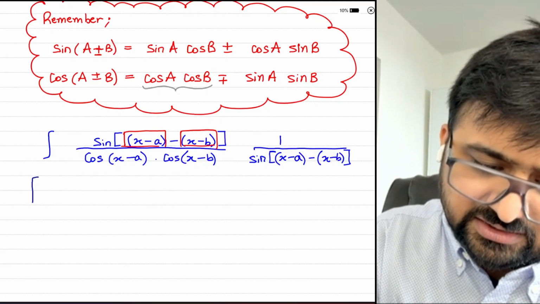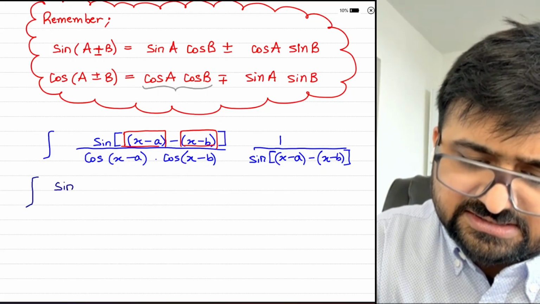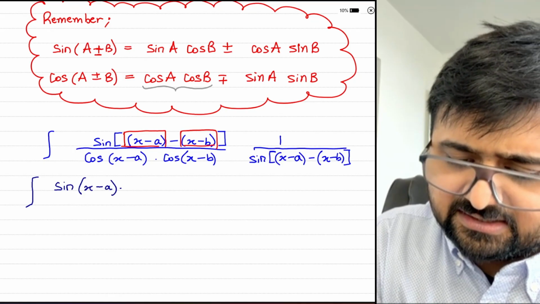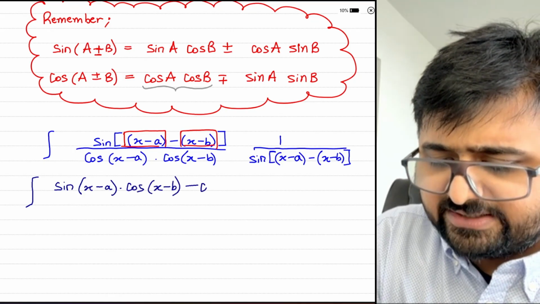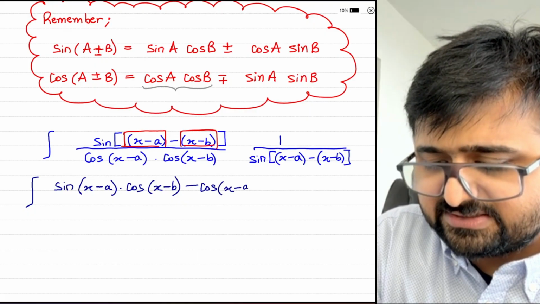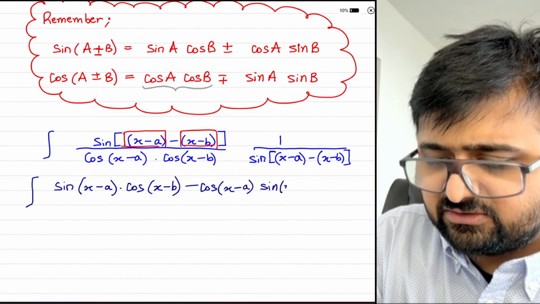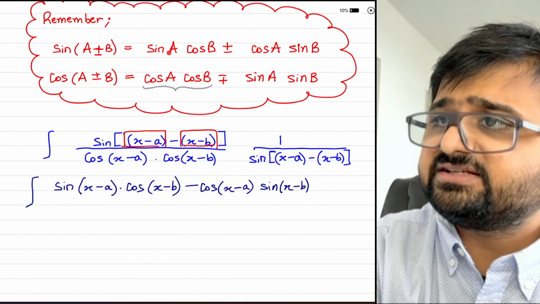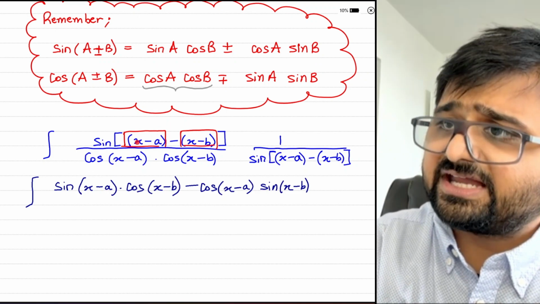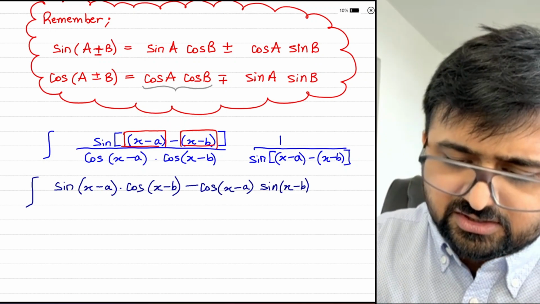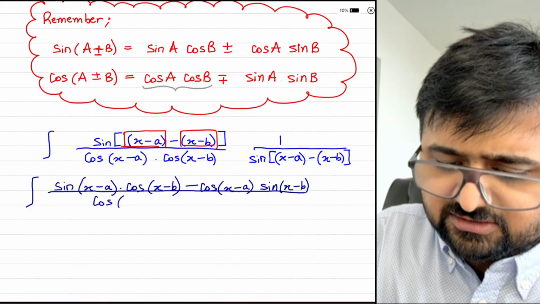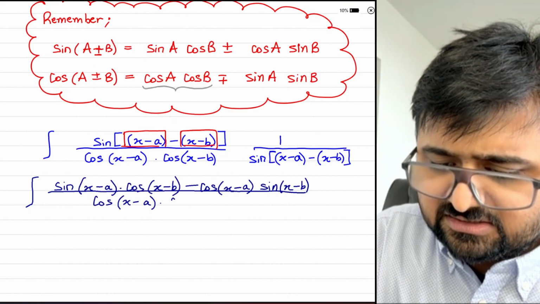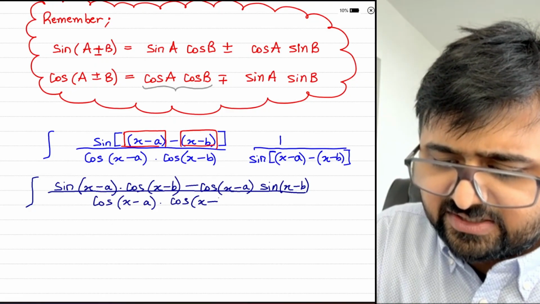So the numerator will then look like sine of (x minus a) times cos of (x minus b) minus cos of (x minus a) sine of (x minus b). I just apply this result right here. This is my capital A, this is my capital B. And in the denominator, I have cos of (x minus a) times cos of (x minus b).